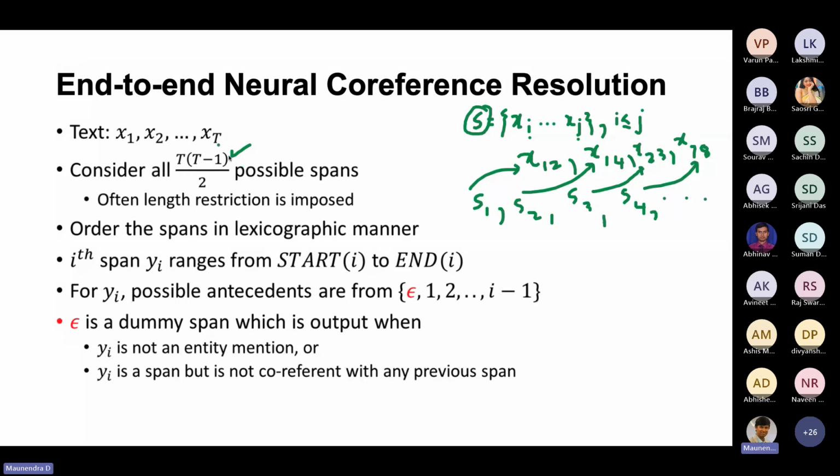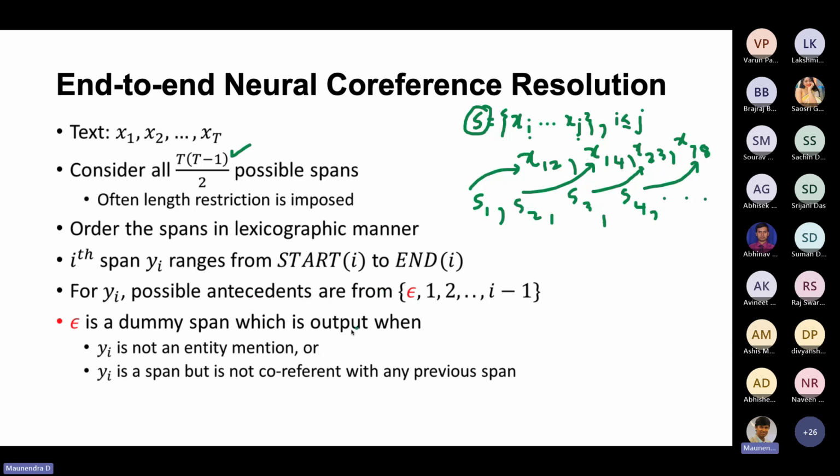We are given a text. We consider all possible spans, but this may be too large, so we reduce that number by having some rules. And then we order the spans in lexicographic manner. And for the ith span, this is i. Say suppose we are talking about S4 where i equals 4, that is the ith span. It ranges from start i to end i. So start i is 7, end i is 8. And for yi, the possible antecedents are from epsilon and 1 to i minus 1.